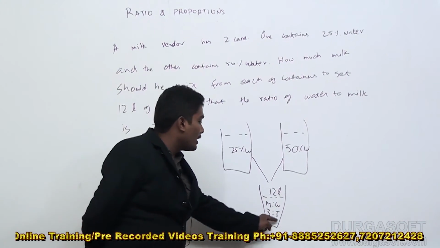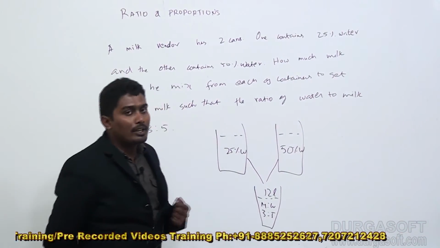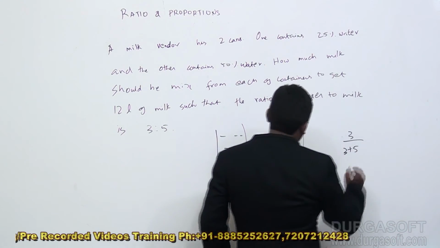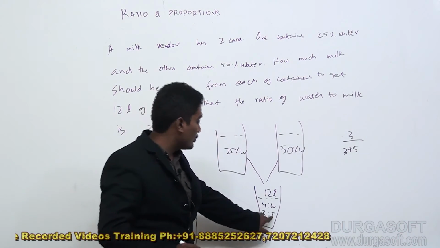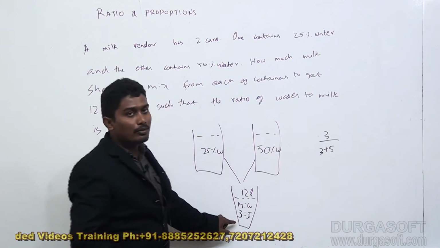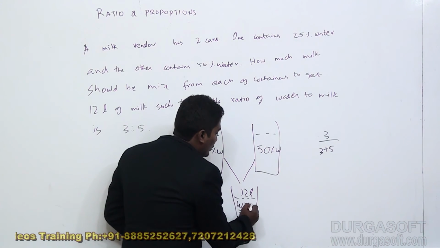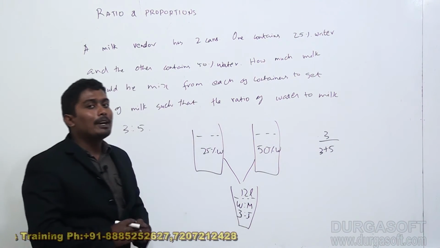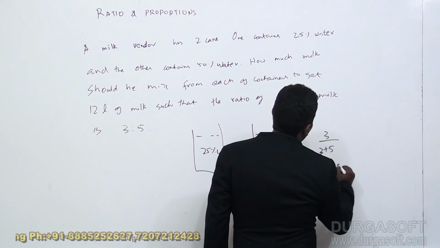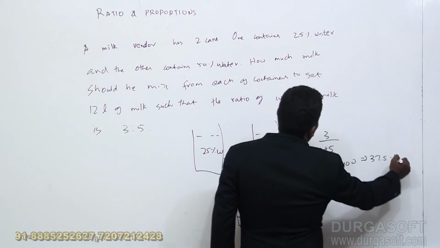So the water to milk ratio is 3:5, which means the percentage of water is 3 divided by 3 plus 5. Among 5 plus 3, which is 8 parts, 3 parts is water. So 3 by 8 into 100 is nothing but 37.5 percent water.